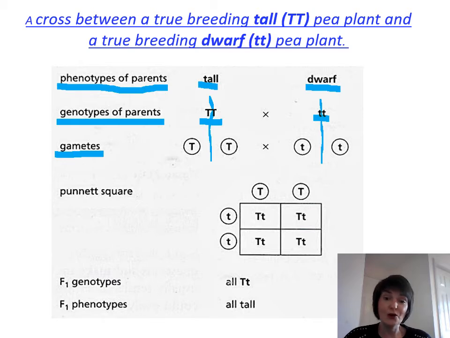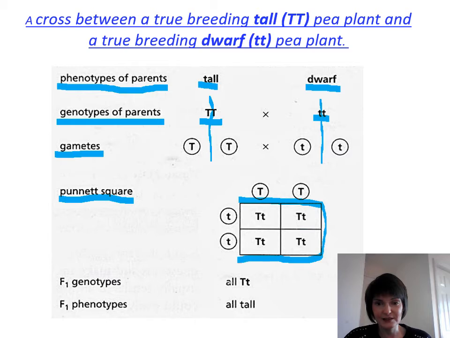The same with the dwarf, half our gametes are going to be small t, half our gametes are going to be small t. And what we do is we then form what's called a Punnett square. A Punnett square is just that square there. I'm just going to draw around it. There's your Punnett square. And you've maybe done a wee bit of genetics in second year, so you might recognise the wee Punnett square.